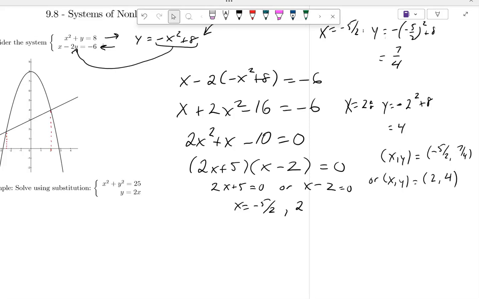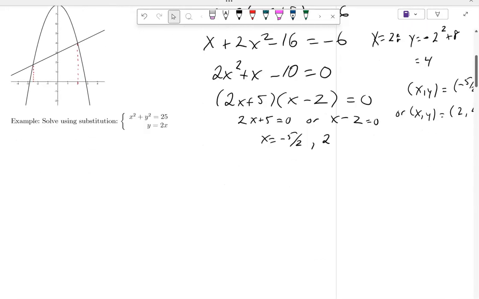Yes? This part? So when I square the negative 5 halves, you get positive 25 over 4. But it's negative out in front. So it's a negative 25 over 4 plus 32 over 4. 8 is the same thing as that multiplied by 4 over 4. Oh, yeah. All right.